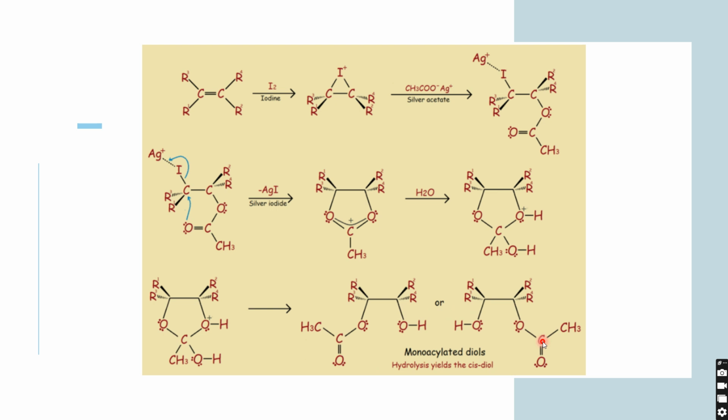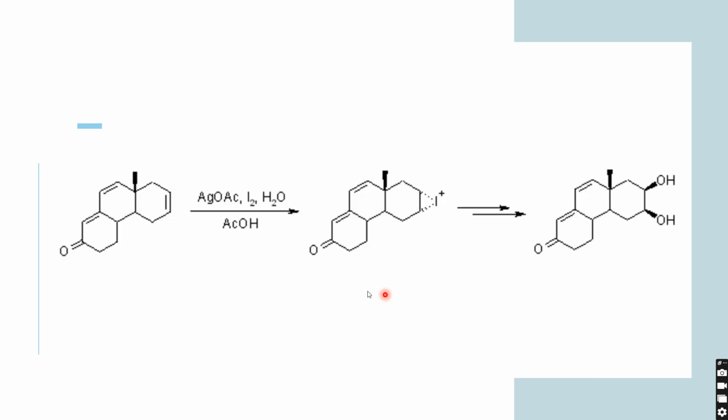So this is the mechanism of Woodward cis dihydroxylation. So if, while solving organic synthesis questions, or if you are carrying out a hydroxylation reaction in the laboratory, now you have another reagent to get a cis diol, which is iodine and silver acetate in presence of a protic environment.